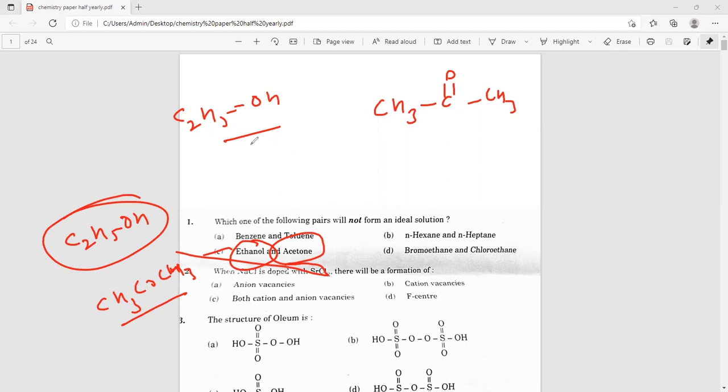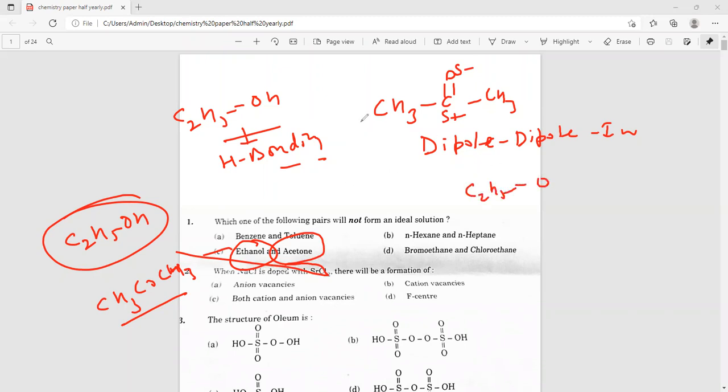After combining ethanol and acetone, right? On one side, hydrogen bonding is there. And on the acetone side, dipole-dipole interaction is there. Oxygen carries negative charge and carbon carries positive charge. And after mixing it, in C2H5OH, the hydrogen of OH carries positive charge and oxygen carries negative charge.